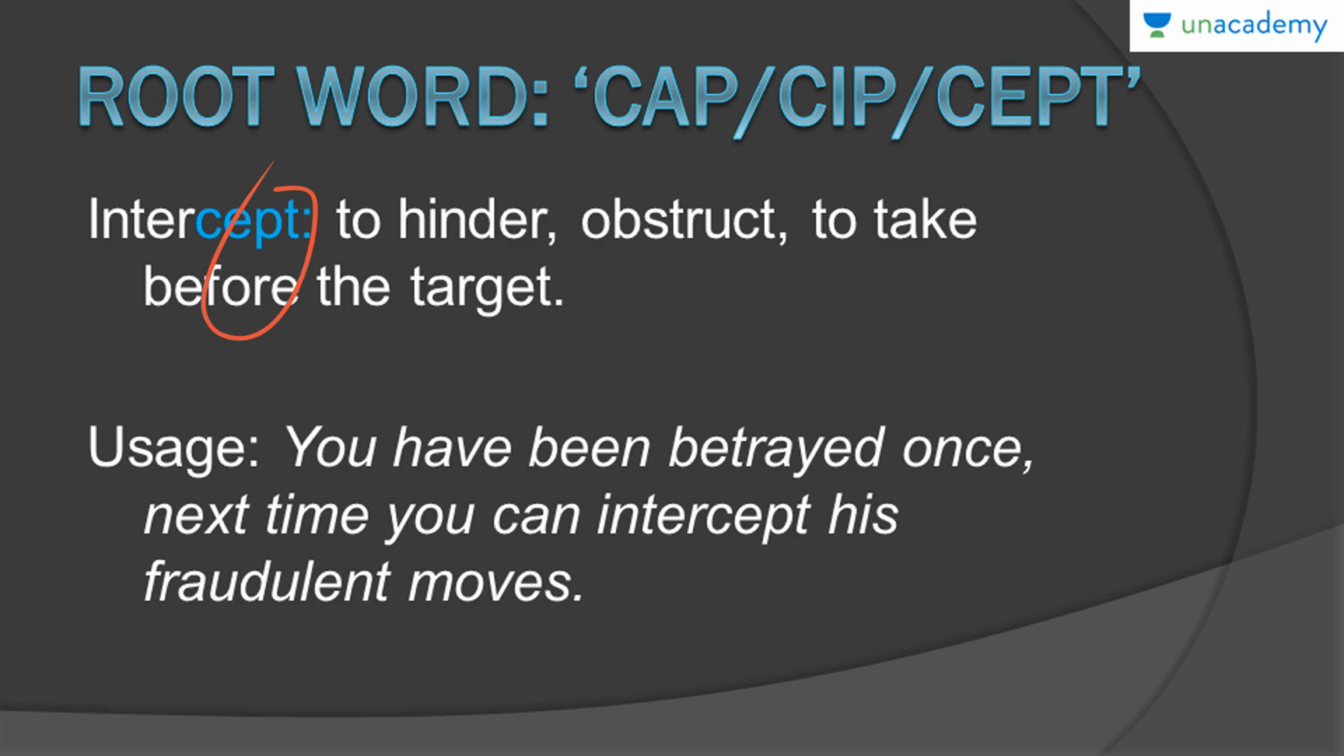So how can you use it in a sentence? You have been betrayed once. Next time you can intercept his fraudulent move. Once a person double crosses you, the next time you become cautious. So next time if he tries to apply such fraudulent moves on you, then you can intercept it in the starting only, and again you will not be fooled because you've been fooled once.